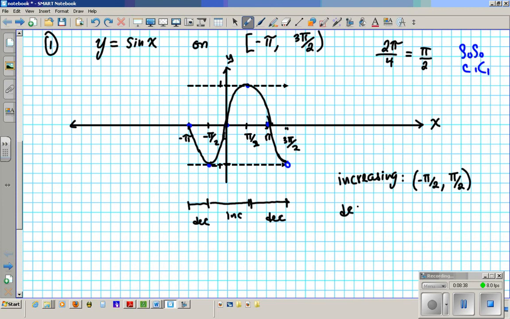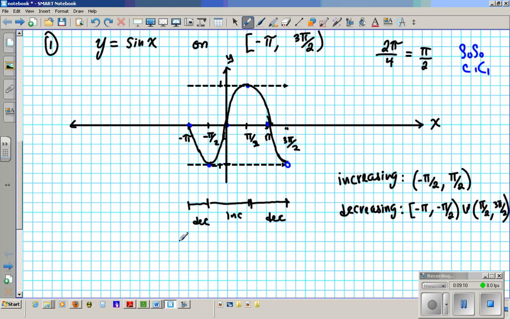And then it's decreasing from negative pi all the way to negative pi over 2, union pi over 2 all the way to 3 pi over 2.